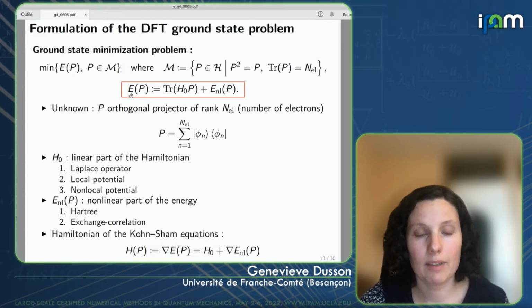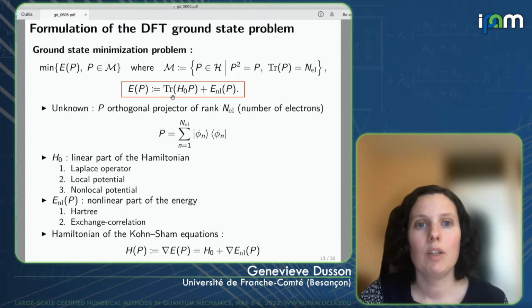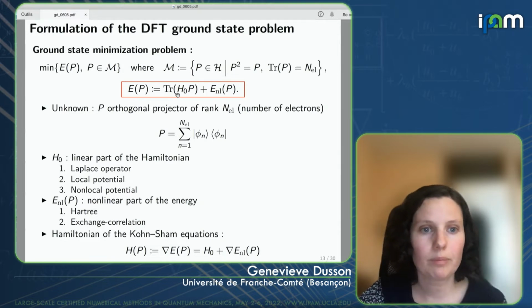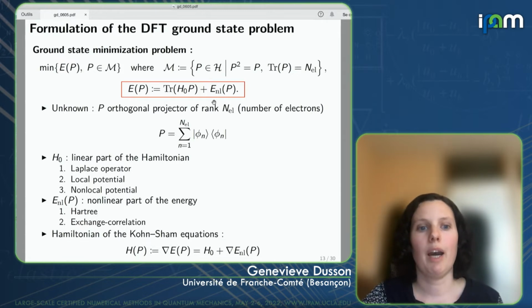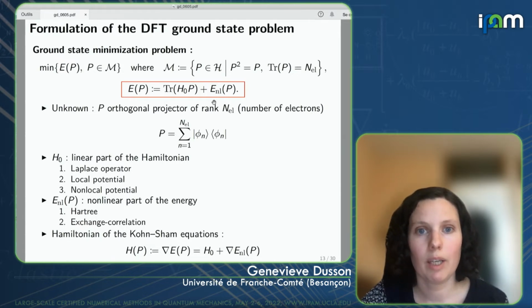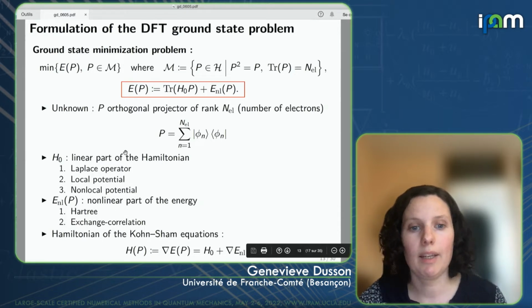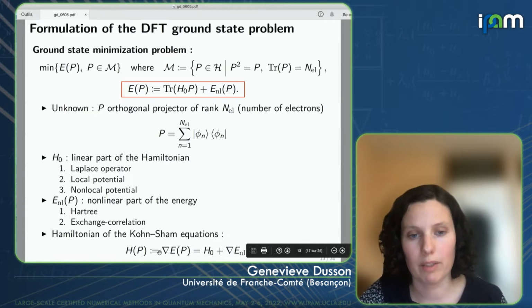And so the energy written in this form is composed of two main parts, let's say. One part is trace of H0 P, where H0 is the linear part of the Hamiltonian. It contains the Laplace operator, local potential and non-local potential, and then a non-linear part of the energy, which contains the Hartree and exchange correlation part of the energy. And so the link between the Hamiltonian of the quantum equations and this energy is that the Hamiltonian of the quantum equations is just the gradient of the energy.